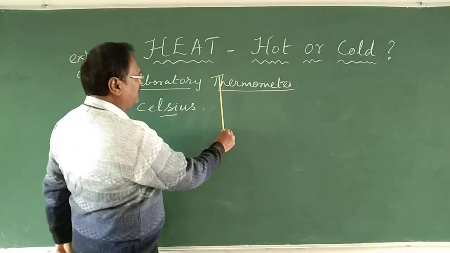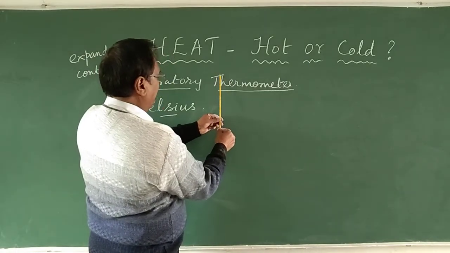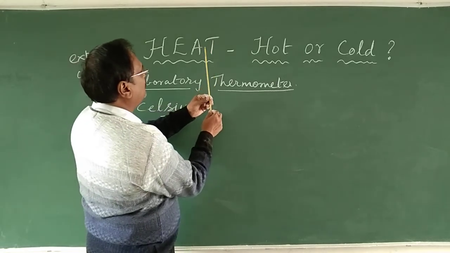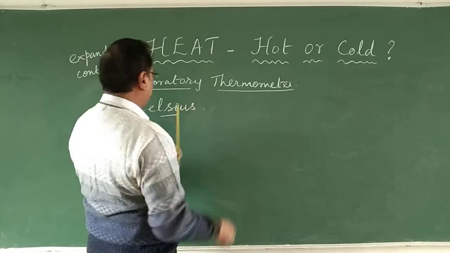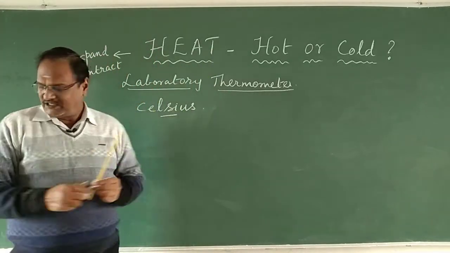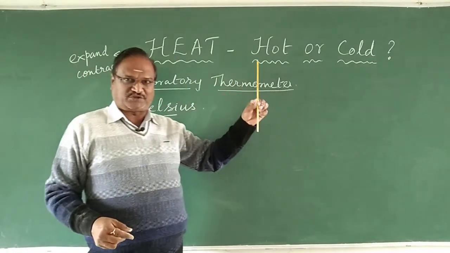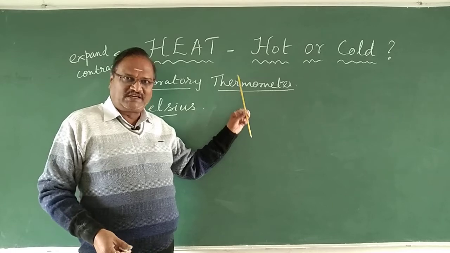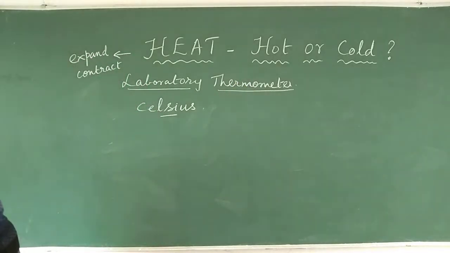I hope you can see here, yellow colored is there, right? Here also there is mercury. When I touch this, you see, slowly the mercury is rising up. So I'm going to draw a laboratory thermometer. How is this laboratory thermometer going to be? I'm going to draw it and show it to you.